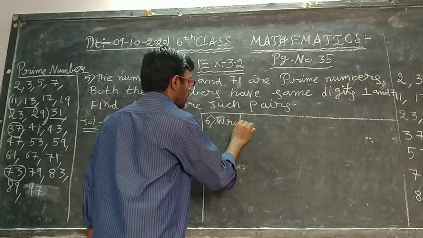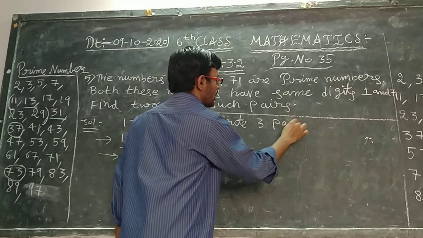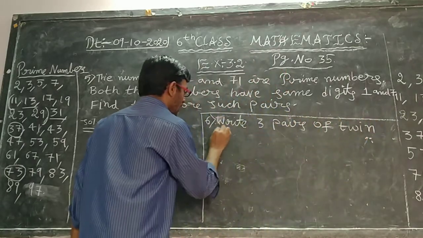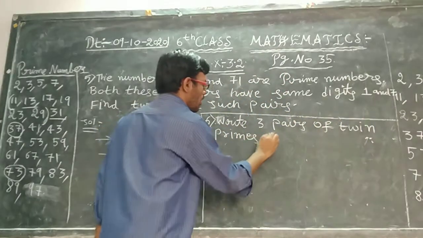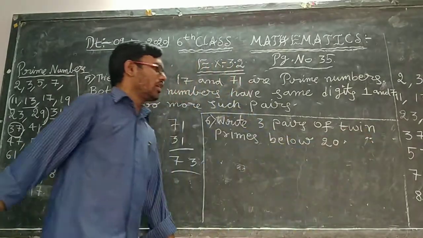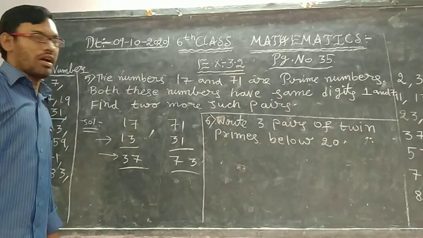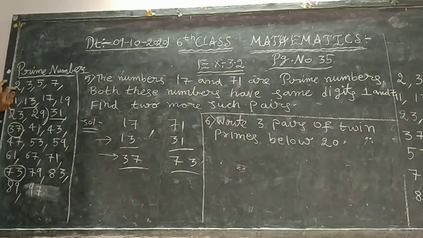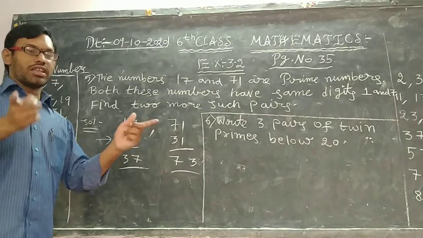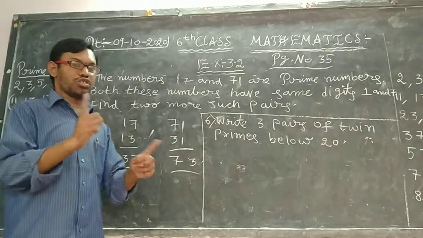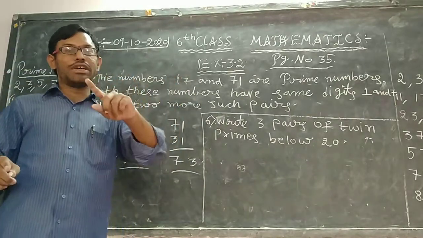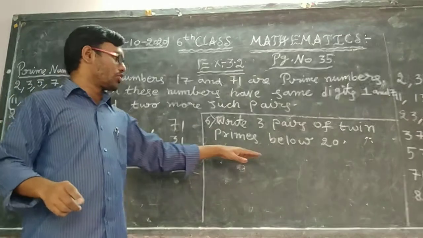Three pairs of twin primes below 20. What are the twin primes you are supposed to identify? Already in yesterday's class we have seen. What are twin primes? Twin primes means the difference between the two prime numbers should be 2. Yesterday we have seen: P2 minus P1 is equal to 2. So the difference should be equal to 2.